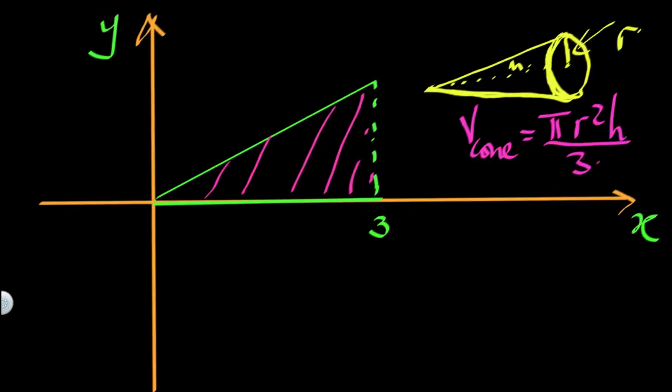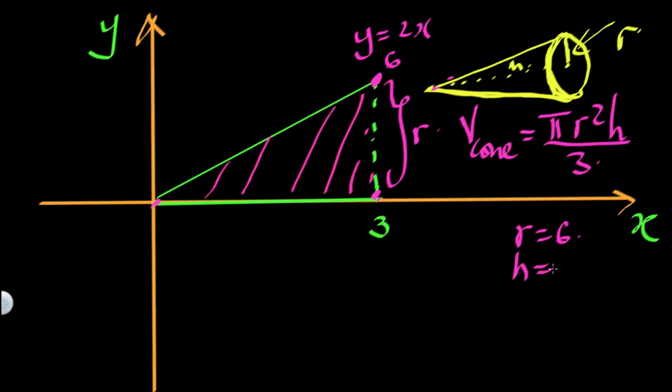If you look at this shape, the height from here to there is going to be our r. If x is 3 and this line is y equals 2x, it means that at this point y is actually 6. Y will be 6, which is our radius. So 6 is the radius of our cone, so r is equal to 6. What else do we know? This perpendicular height, this h, is the length from here to there, so h is equal to 3.